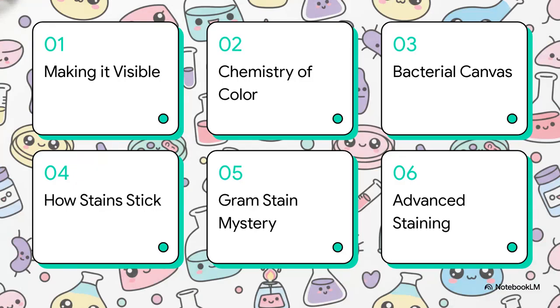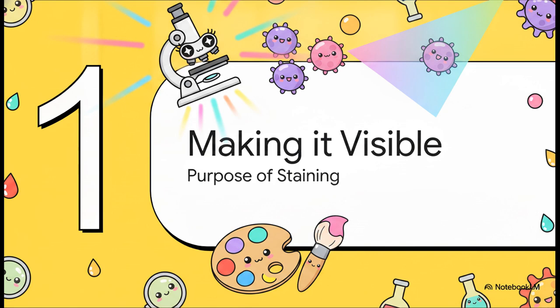Okay, let's dive into this. Here is our scientific roadmap for today. We'll kick things off with making the invisible visible, then move into the chemistry of color and preparing the bacterial canvas. After that, we'll look at how stains actually stick, explore the Gram stain mystery, and wrap up with some advanced staining techniques. Starting with section 1, making the invisible visible.